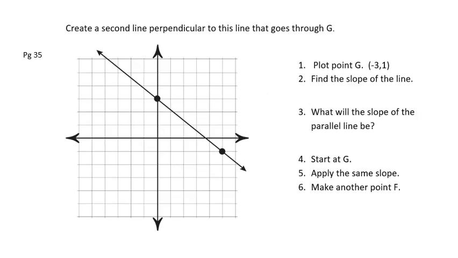Now, this problem looks almost exactly identical. This is page 35, by the way. Only thing that's different is the word perpendicular. So we know that perpendicular slopes are not the same. They are negative reciprocals of each other.